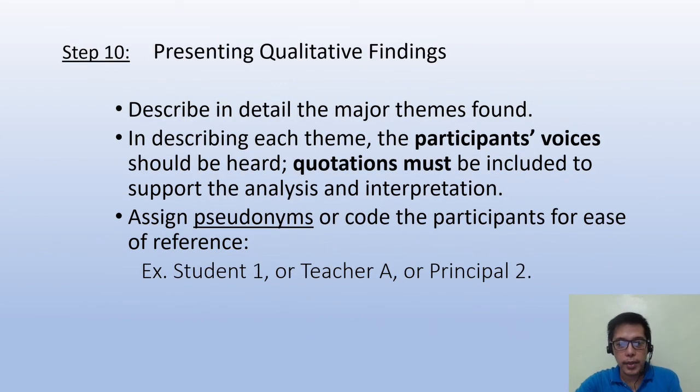Step 10. Presenting qualitative findings. Describe in detail the major themes found. In describing each theme, the participants' voices should be heard. Quotations must be included to support the analysis and interpretations. Assign pseudonyms or code the participants for ease of reference. When presenting qualitative data, all names must be withheld to provide confidentiality. We make this commitment to our participants during the consent process. For example, we will use student 1 or teacher A or principal 2.